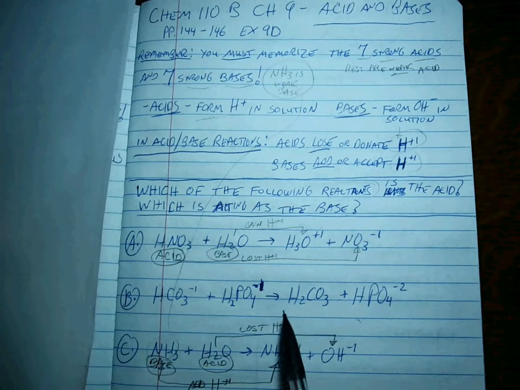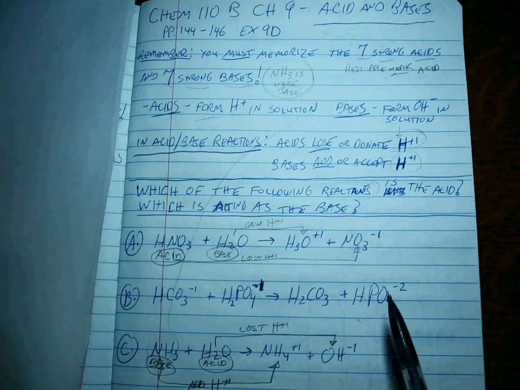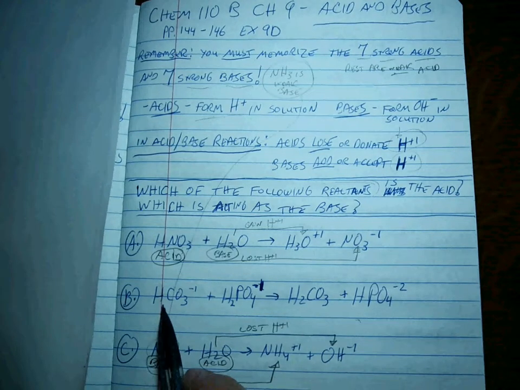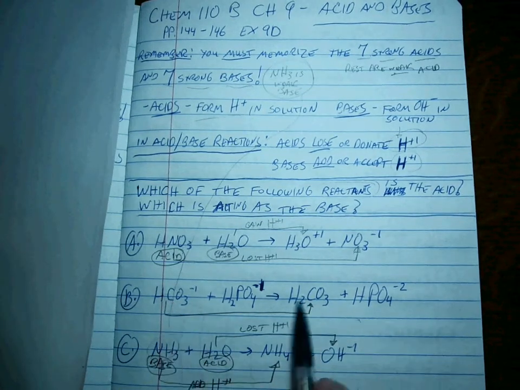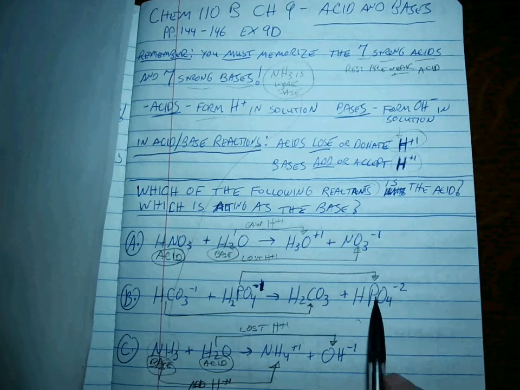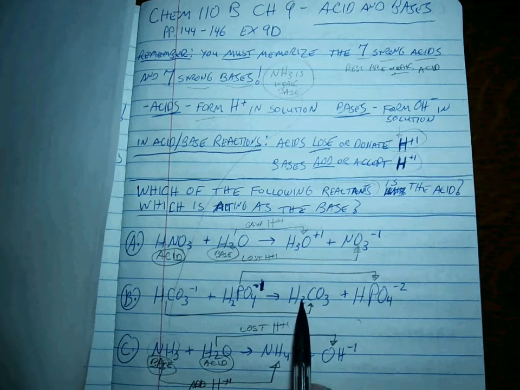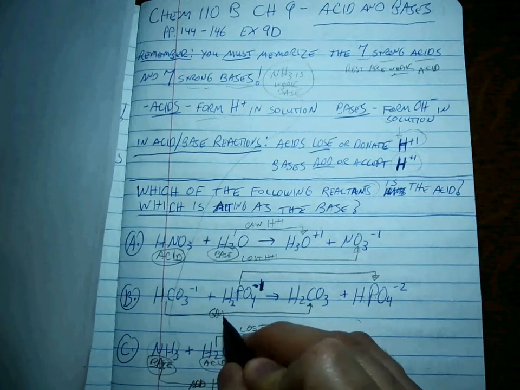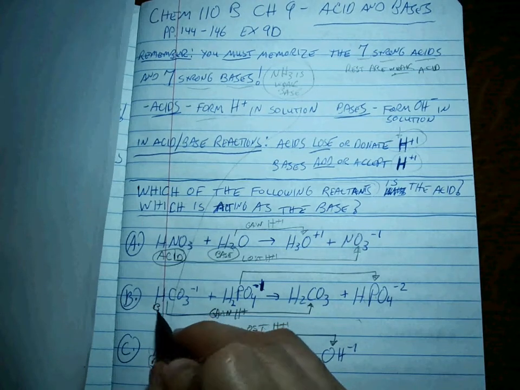Alright, one more to go. You can't look at charges either. Everybody has a whole bunch of charges here, so what's going on? This guy turned into that one, yes? The C's stayed together. And that guy turned into that one, the P's. How did that happen? This had 1 H, ended up with 2, so it gained an H plus. That means it has to be the base, right?